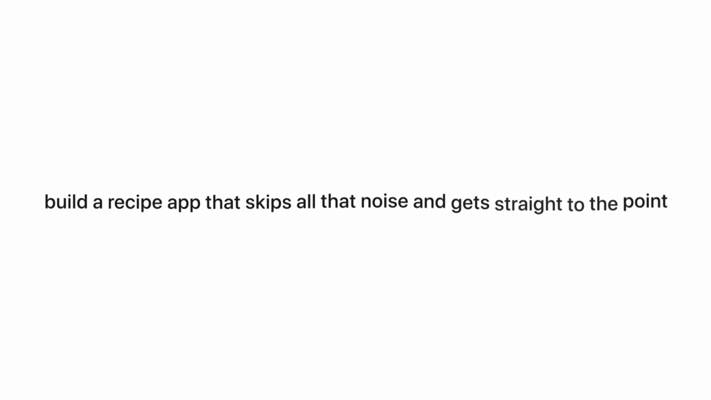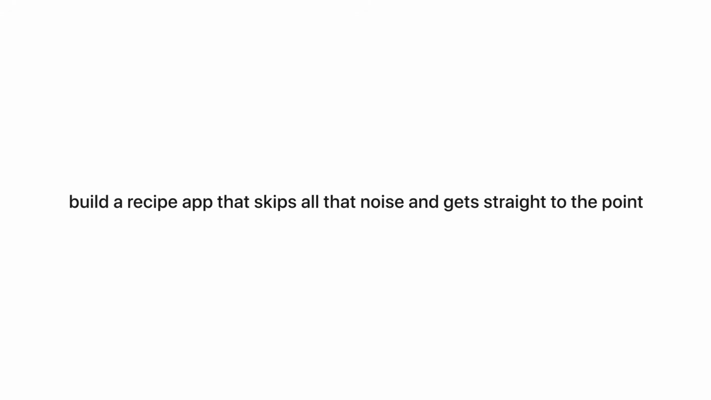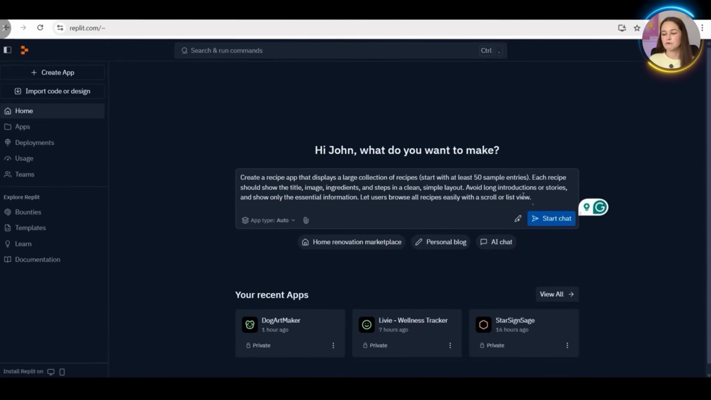Alright, so nobody wants to scroll through someone's life story just to find out how to make pancakes. So here's the plan. We're going to build a recipe app that skips all the noise and gets straight to the point. Like clean layout, useful info, and easy browsing, just the way it should be. So here's what I'm going to tell Replit to do.